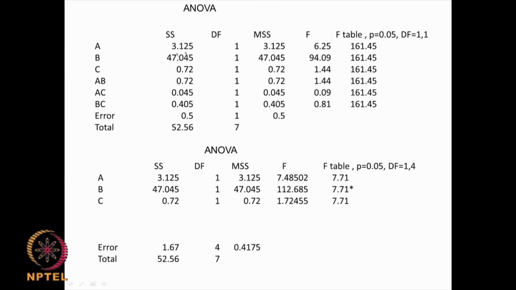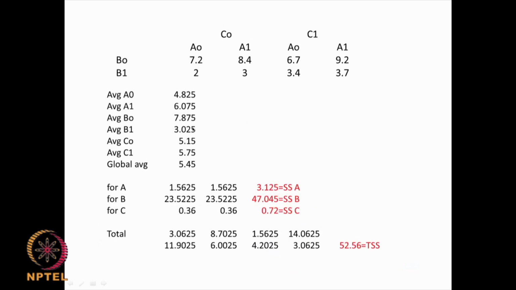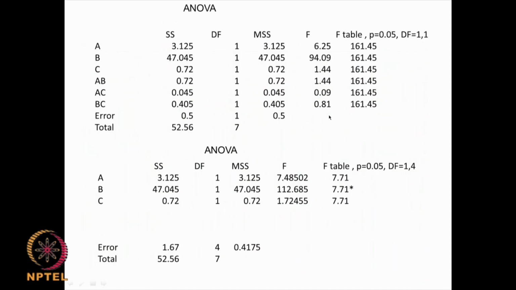This is our ANOVA table. We have the main effects A, B, C, whose sum of squares you have written down. Now I picked up the AB, AC, BC. If I subtract the total from each one of them, I should get the error. So I add up all these things and subtract from 52.56, that will give you 0.5. How did I get this 52.56? That is from the original table, if you remember, that is the total sum of squares.